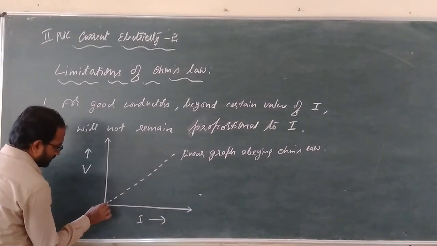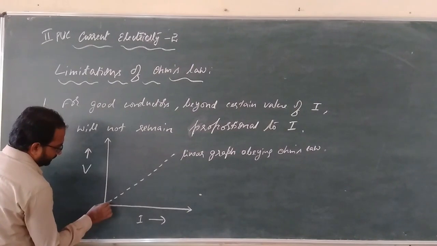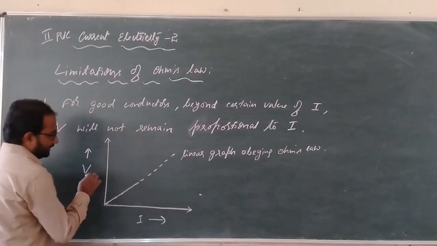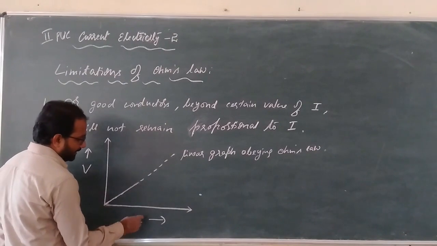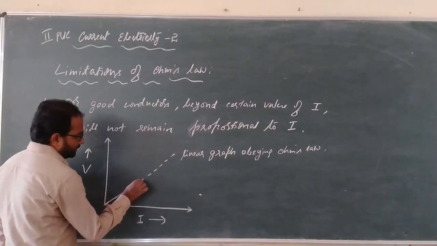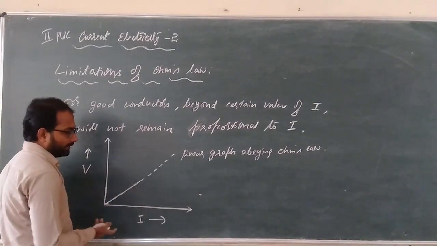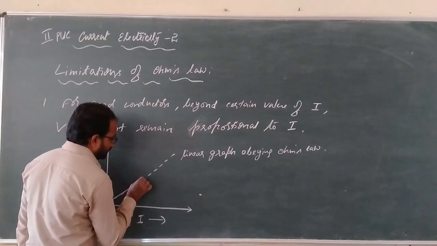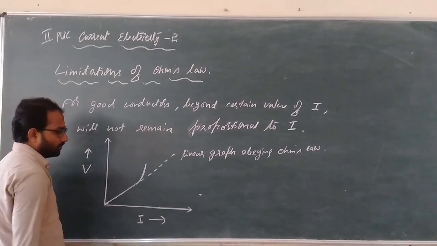Okay, but in practice, as we go on increasing the value of current, if I is continuously increased, V will increase. The voltage across the conductor increases, or if you increase the value of voltage, the current through the conductor increases. As I is continuously increased, a heating effect is produced. So the conductor gets heated, and therefore its resistance changes. Due to that change in resistance, the voltage will not remain proportional to I.